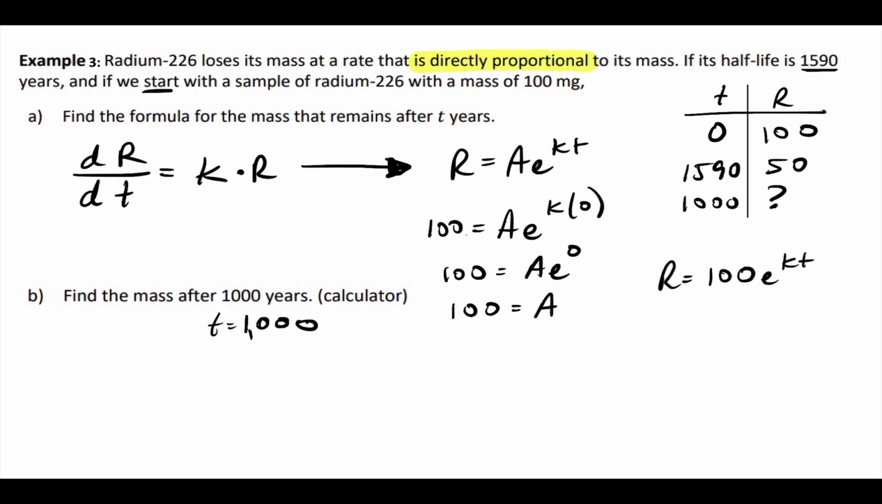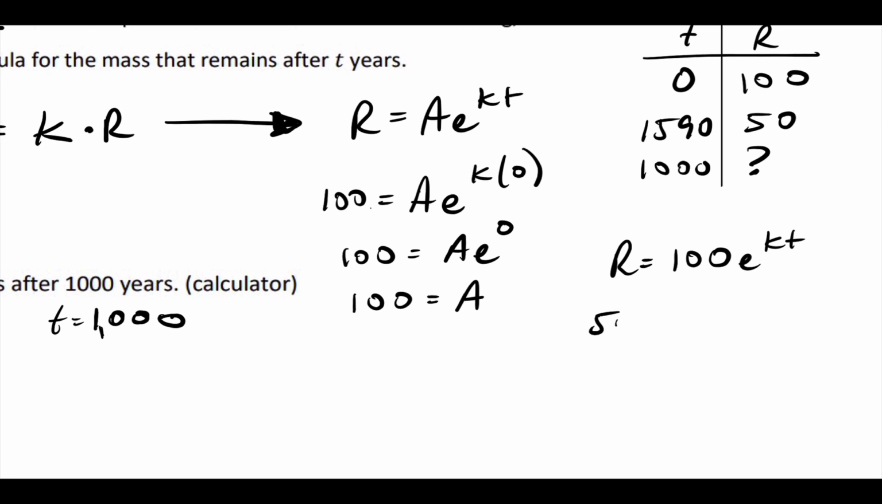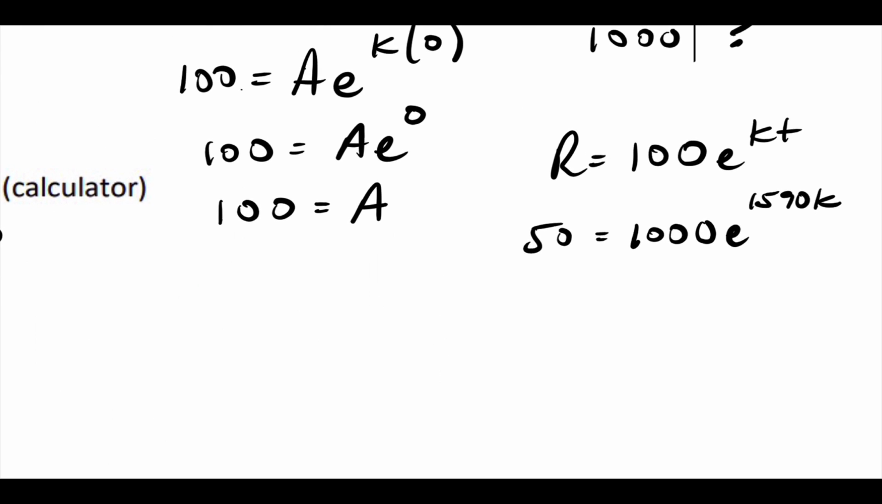So we need to know what k is, because if I know what k is, I can plug in t and get R. So use the other point. The other one was 50 when t equals 1,590. So 50 equals 100 e to the 1,590k power. Solve for k. Oh, I put an extra 0. Thank you. Yep, too many zeros.